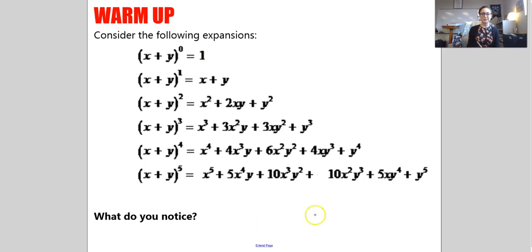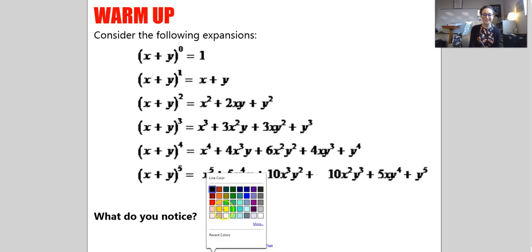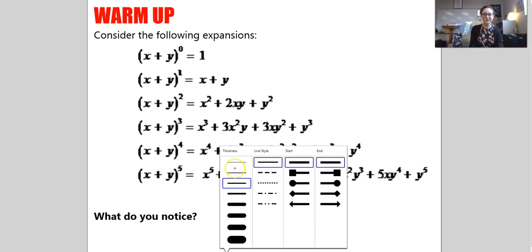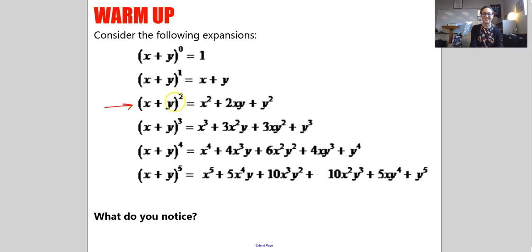So hopefully one thing you're noticing is that the powers on your x terms start at your degree, right? Let's take this example. So x starts with my degree of 2, and then it goes down by 1 each time. So this is technically x to the first, and then this is technically x to the 0 power. Your y's go the other way around. They start at 0 and work their way up to whatever the degree is. So I have y to the 0, 1, and then 2, right?